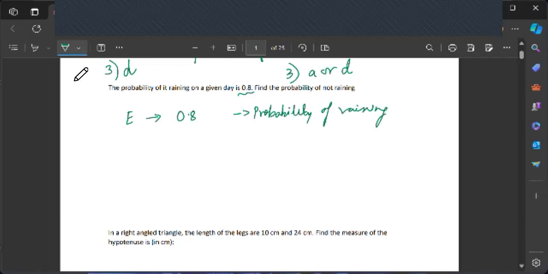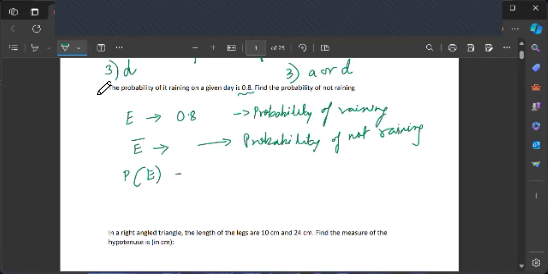So E bar will be the event exactly opposite to this, like antonyms in English. E bar will be not raining, the probability of not raining. Either it rains or it doesn't rain, so these are complementary events. Probability of E plus probability of E bar will be equal to 1. In decimals, 1 is 1.0. So just plug in the values: 0.8 plus probability of E bar is 1.0.